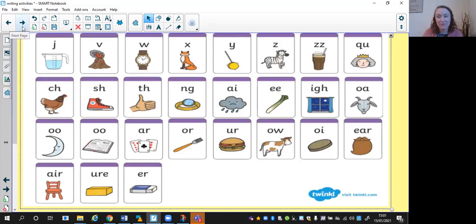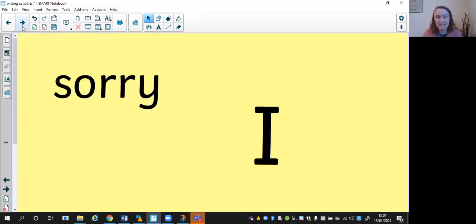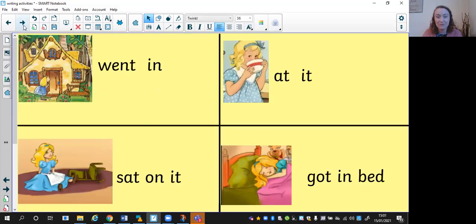Right then. Today we're going to do some writing that follows on from yesterday's activity. We're going to write a sorry letter. So what we're going to do is make Goldilocks say sorry for all of the things that she did. She's going to say that she's sorry she went in, and she's sorry that she ate it, and sorry that she got in bed.